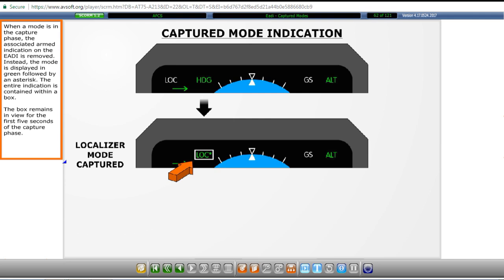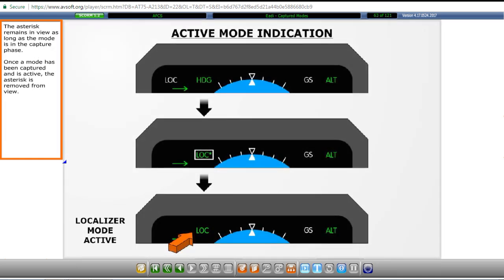When a mode is in the capture phase, the associated armed indication on the EADI is removed. Instead, the mode is displayed in green followed by an asterisk. The entire indication is contained within a box. The box remains in view for the first 5 seconds of the capture phase. The asterisk remains in view as long as the mode is in the capture phase. Once a mode has been captured and is active, the asterisk is removed from view.